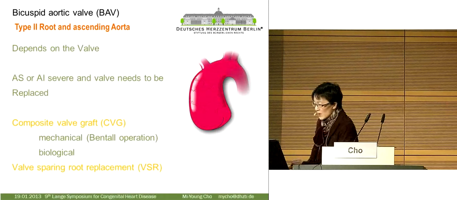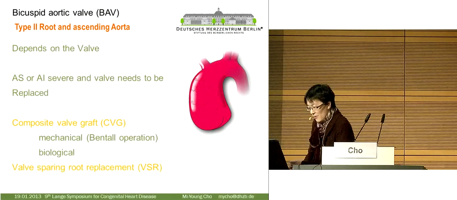If you have severe aortic stenosis or insufficiency, usually you can't do anything with the valve and the valve needs to be replaced. And then you can do a composite valve graft, either mechanical or biological. So if you do a mechanical, this will be the Bentall operation. If you do a biological, then you either have to sew it yourself, most of the time.